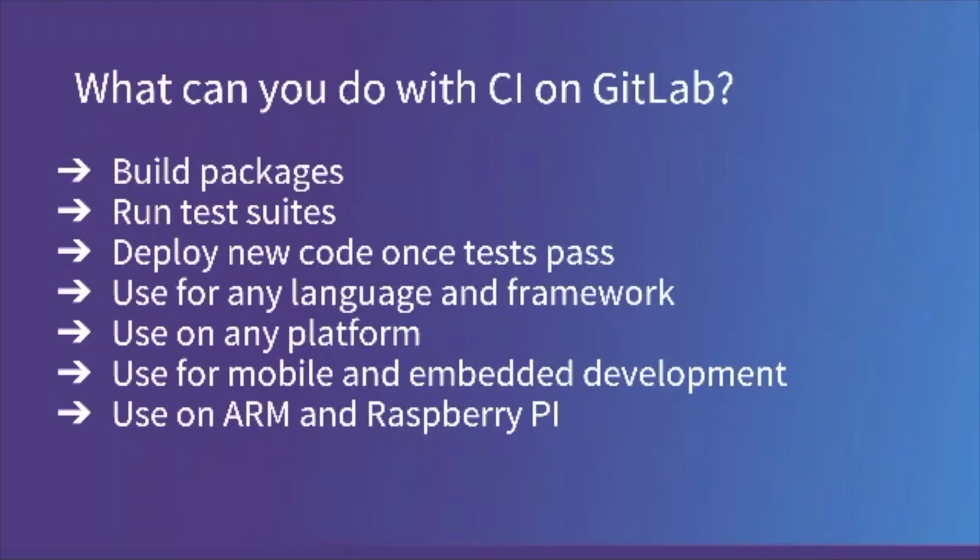You can ask yourself what you can do with CI on GitLab. GitLab is a very flexible tool. You can run any test suite on any code. You can use Docker to build your Docker images and push them to the registry. You can use any operating system. It can be Windows, Linux, FreeBSD. You can use any language, any framework. You can even build your mobile applications for iOS, Android. And what is really important in the world of Internet of Things, you can also use GitLab CI for embedded development. This includes running your tests on ARM and Raspberry Pi. Isn't it awesome?